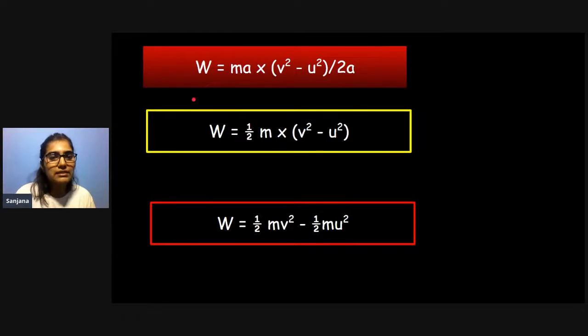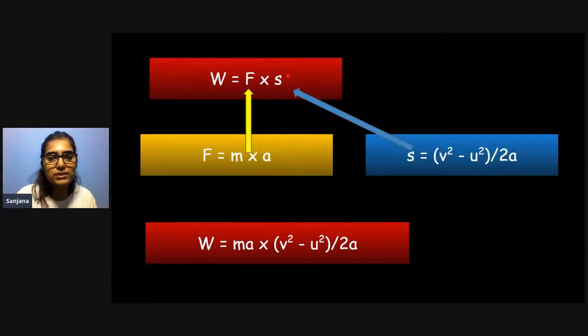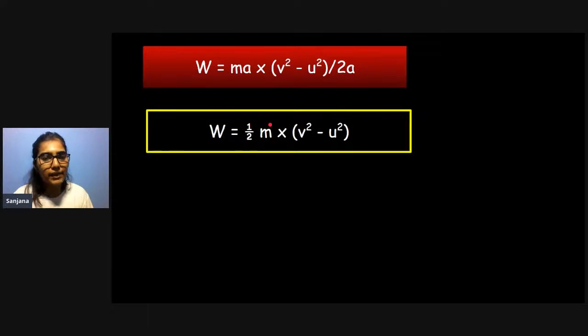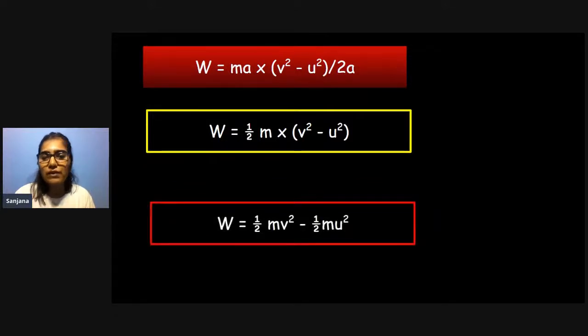By the time you all are answering, once again, I'll just quickly revise what I did. I said work done is force into displacement, force is mass into acceleration, and displacement is v square minus u square upon 2a. Substitute it, a gets cancelled, and when a gets cancelled, you take 2 forward. What you get is half into m into v square minus u square. Then you open the bracket, and finally what you get is half mv square minus half mu square.